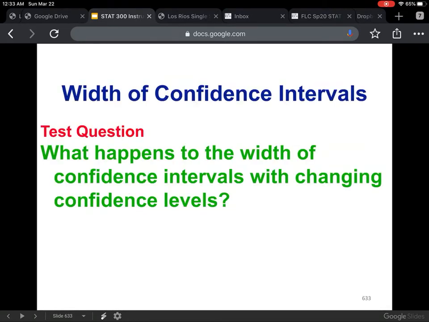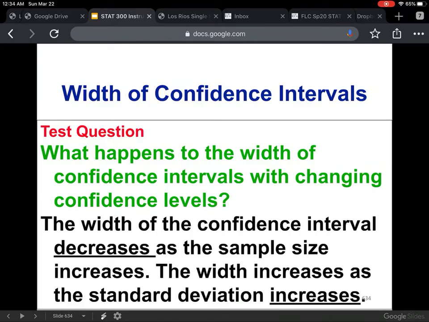Here's a conceptual question to think about. Pause the video and think about how to answer this question for yourself. What happens to the width of confidence intervals with changing confidence levels? And one answer to that is the width of confidence intervals decreases as the sample size increases. The width decreases as the sample size increases.